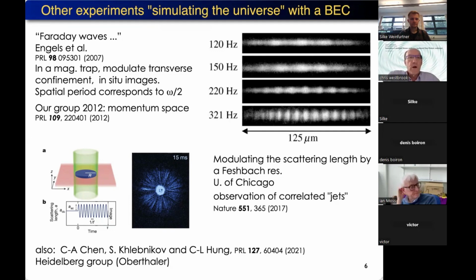In 2012, our group did very much the same thing, with the difference that we detected these excitations in momentum space. So we detected K vectors and pushed this whole analogy a little further. And what I'm going to talk about today is actually just an improved version of the experiment we published in 2012.